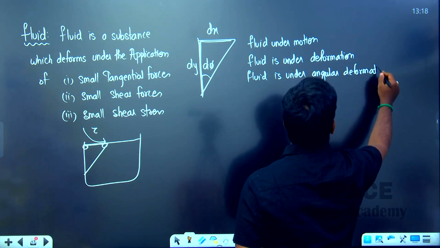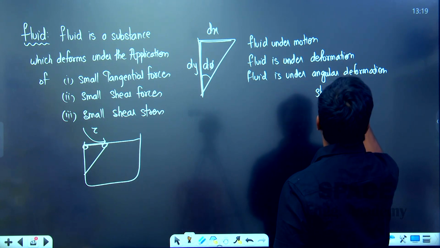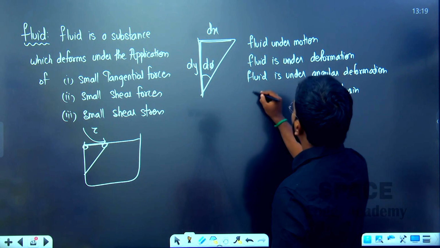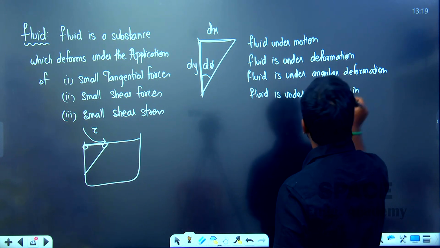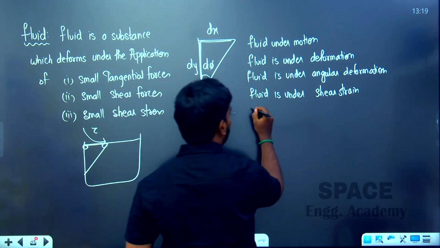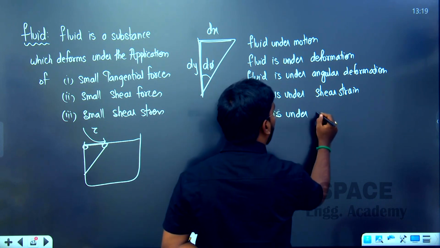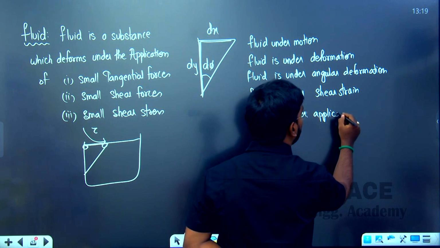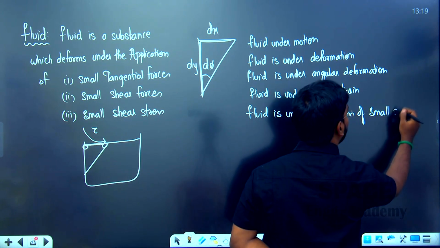This angular deformation, another name is shear strain. Fluid is under shear strain. So when fluid is under the shear strain, it will be due to shear stress. Fluid is under application of small shear forces.